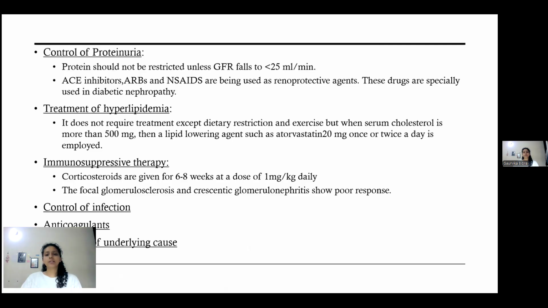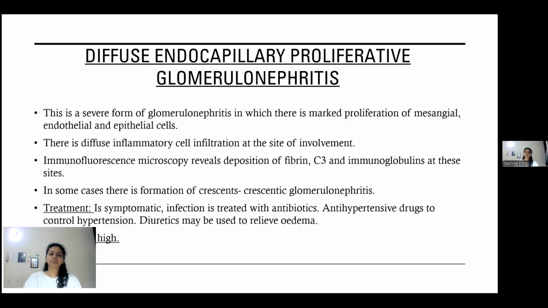ACE inhibitors, ARBs, and NSAIDs are used as protective agents. Treatment of hyperlipidemia: it does not require treatment except dietary restriction and exercise. But when serum cholesterol is more than 500 milligram, lipid-lowering agents such as atorvastatin 20 milligram once or twice a day are employed. Immunosuppressive therapy with corticosteroids is given for 6 to 8 weeks; focal glomerulosclerosis and membranoproliferative glomerulonephritis show poor response. Control of infection, anticoagulants, and treatment of the underlying cause.